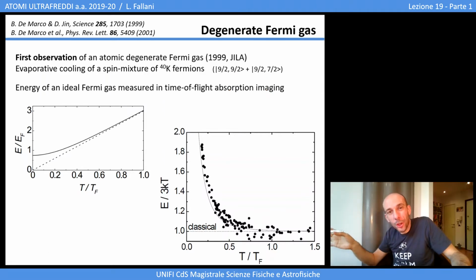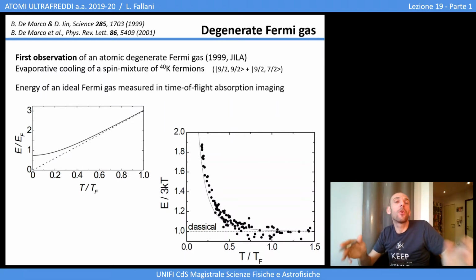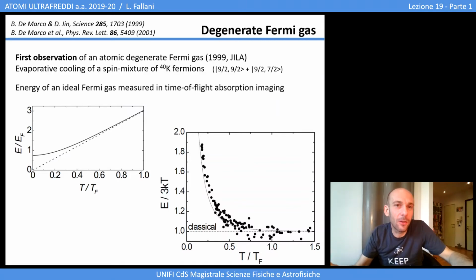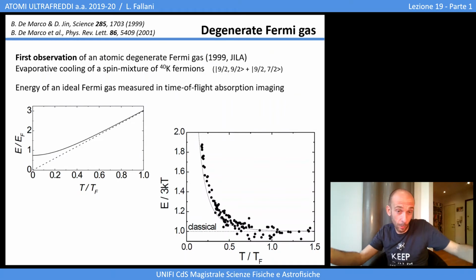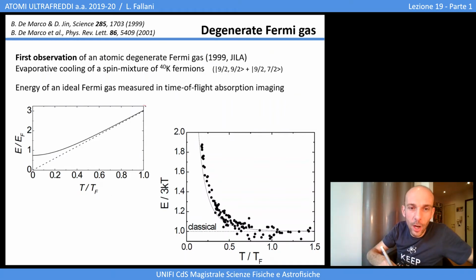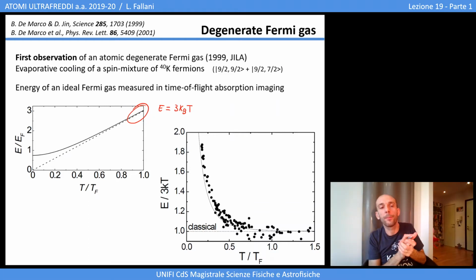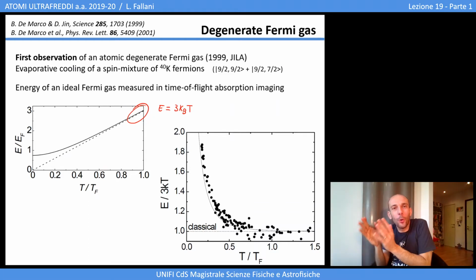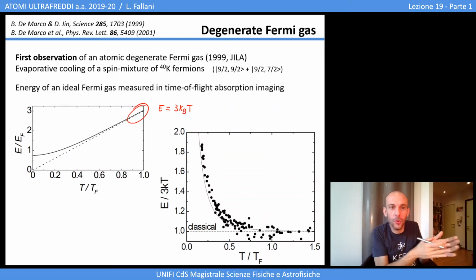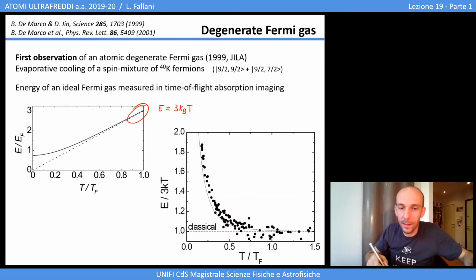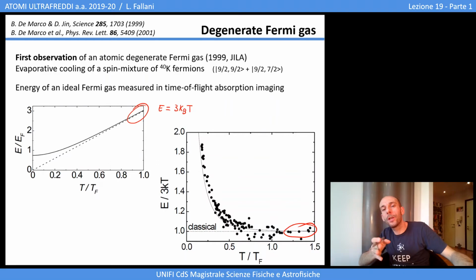Here you see a measurement of a quantity that I was mentioning before, the average energy per particle. At large temperature, when the gas is classical, the energy is proportional to the temperature. This is the equipartition theorem, and the average energy here is 3 kBT, because we are considering particles in a three-dimensional harmonic trap. But as you cool your gas below the Fermi temperature, you see that you have a departure from this result. At large temperature, everything is in perfect agreement with a classical gas, but then below TF, you see that you have some excess of energy.